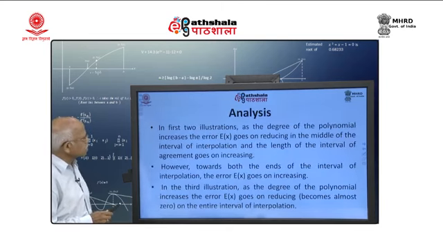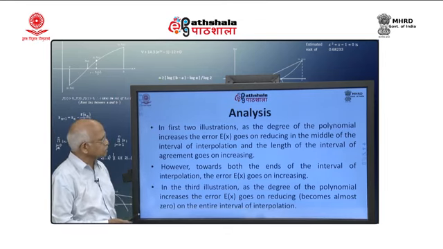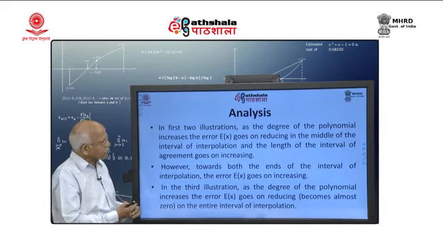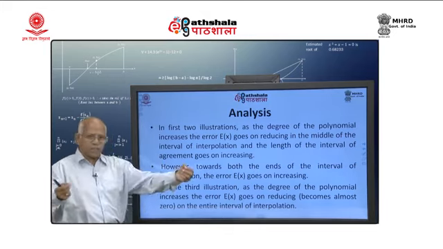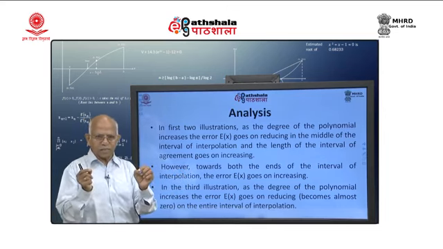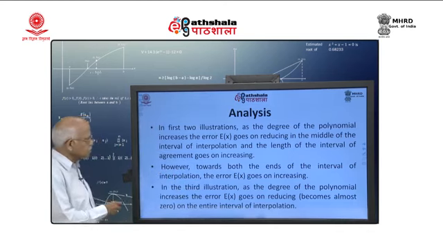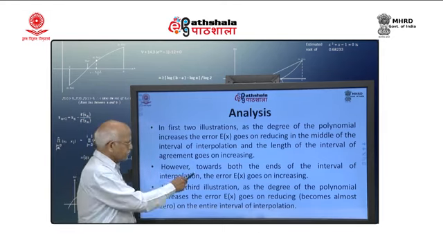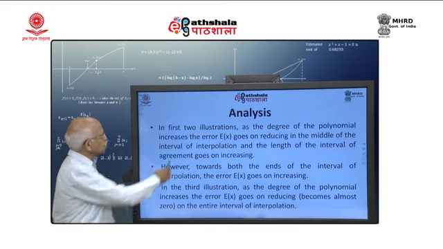In the first two illustrations, as the degree of the polynomial increases, the error E x goes on reducing in the middle of the interval of interpolation, and the length of the interval of agreement goes on increasing. So, the interval in which the agreement holds goes on increasing, but towards both the ends of the interval of interpolation, the error E x goes on increasing. This is what is happening in the first two illustrations.